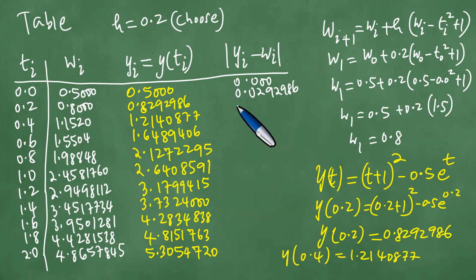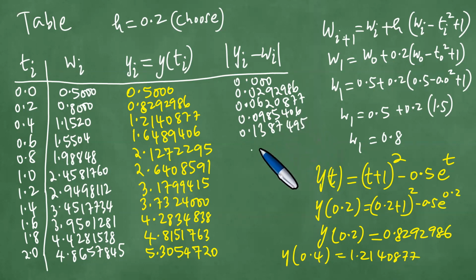2986. And then the next one, the third one, 0.06 20 877 0.09 85 406 0.13 87 495 0.182 68 31 0.230 13 03 yeah, like so.